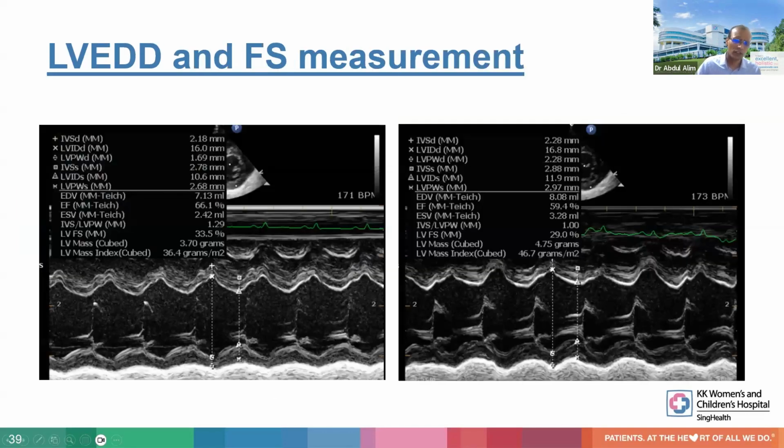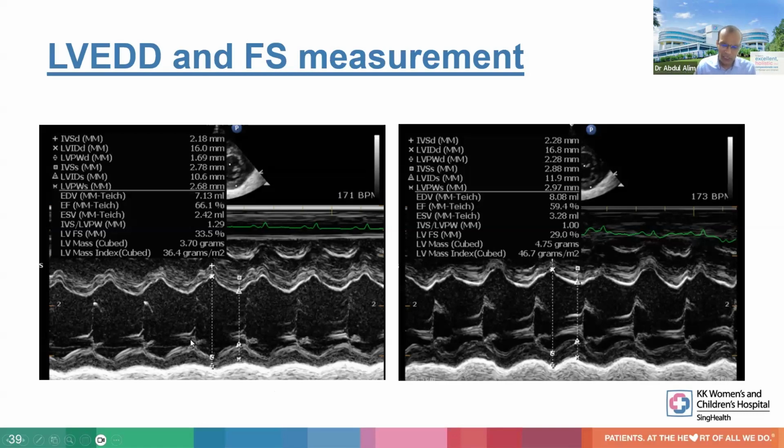These are some examples of how we measure in the parasternal long axis or parasternal short axis at the papillary muscle level. This is at the mitral valve level. Measure the left ventricular end diastolic dimension. This is the same measurement you make for left ventricular function, fractional shortening. From the same measurements, we can calculate the left ventricular end diastolic dimension and its Z scores.